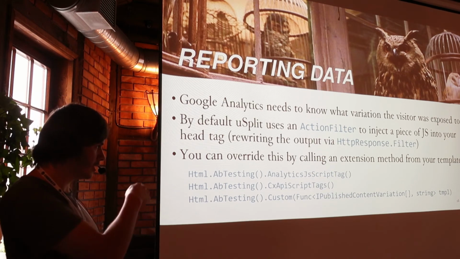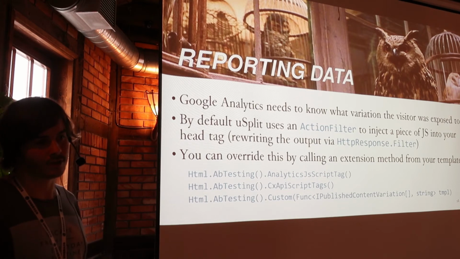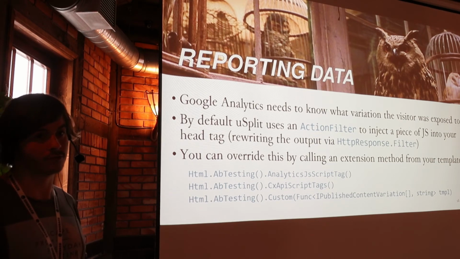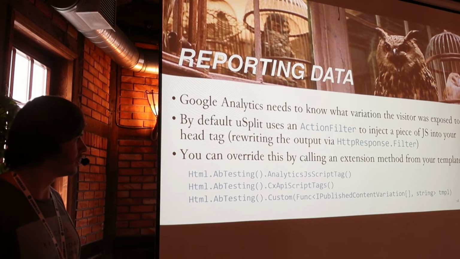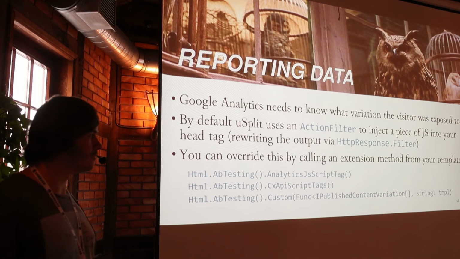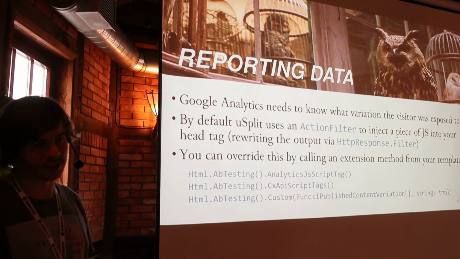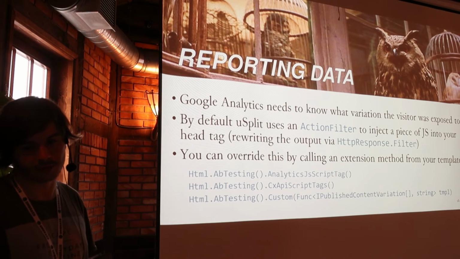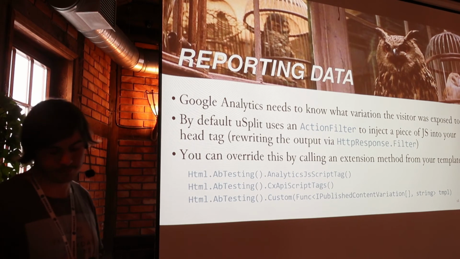So either use the Analytics.js script tag, or if you have anything other, such as if you're delivering the tracking code with Google Tag Manager, you might need to call into that custom method. You get all the variation information there, and you just render the correct calls to the data layer that you would normally do for variation reporting. So you have complete control over this. Okay.